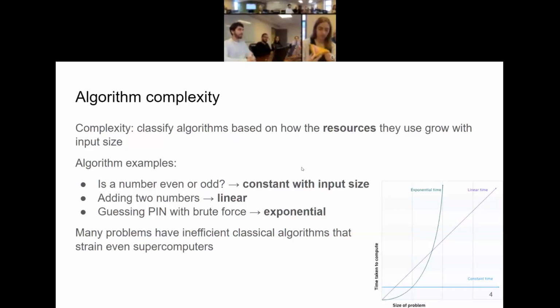Even using today's supercomputers, there are a lot of algorithmic problems that can't really be solved in a reasonable amount of time.